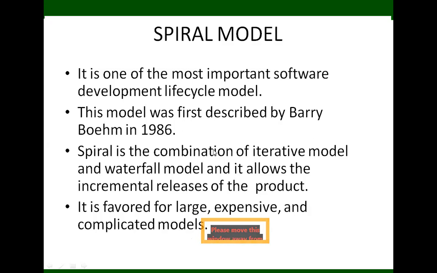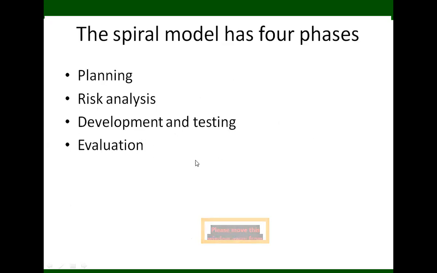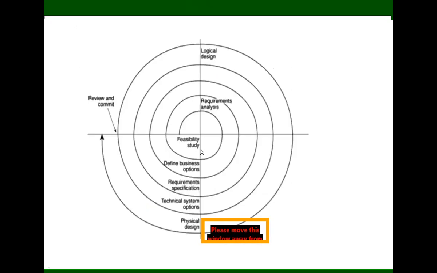Here the spiral model has 4 phases: planning, risk analysis, development and testing, and evaluation. I will explain them in later slides. Every model will do all this work, like the feasibility study, requirements and physical design that I already told you about.